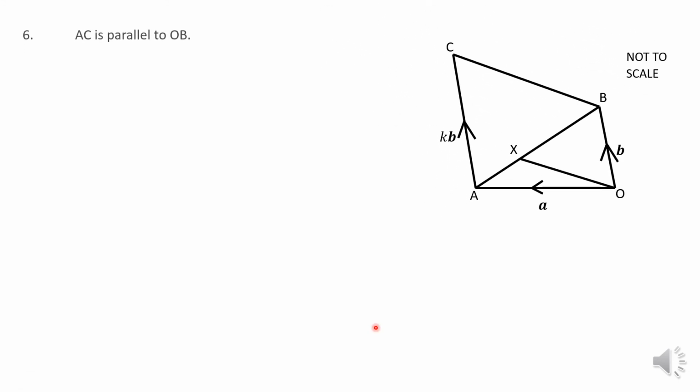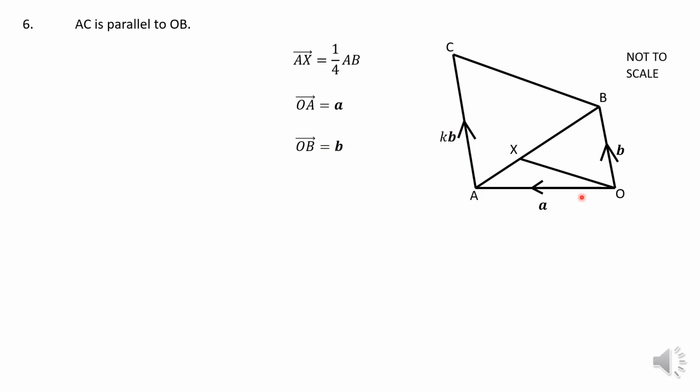Right, so let me bring in another question here. You have to be a bit careful with the diagram, make sure that you understand everything. They're saying that AC is parallel to OB. You can see these little arrows are indicating that. And then they're also telling you that AX is 1/4 of AB. They are saying AO is equal to vector A, as you can see there, and OB is equal to B. OB is equal to B, and AC is equal to KB.